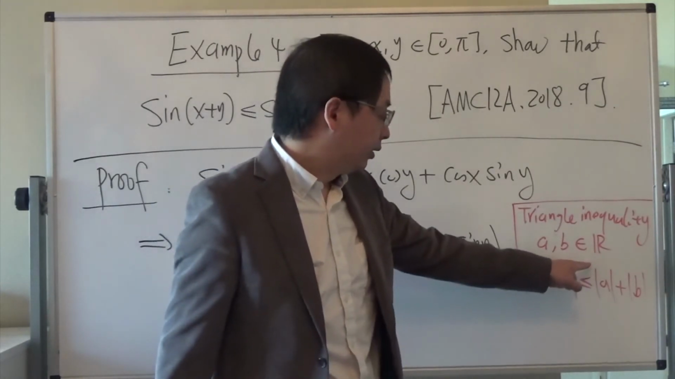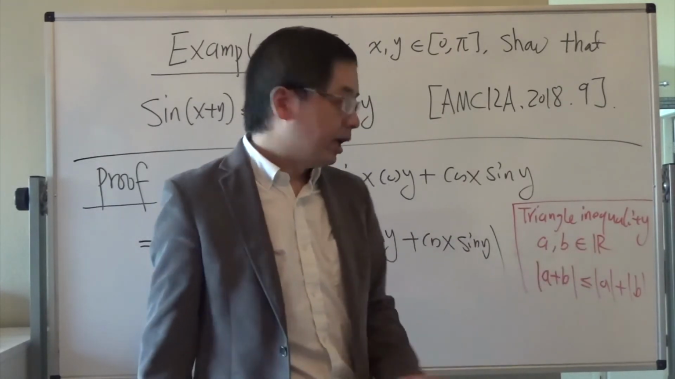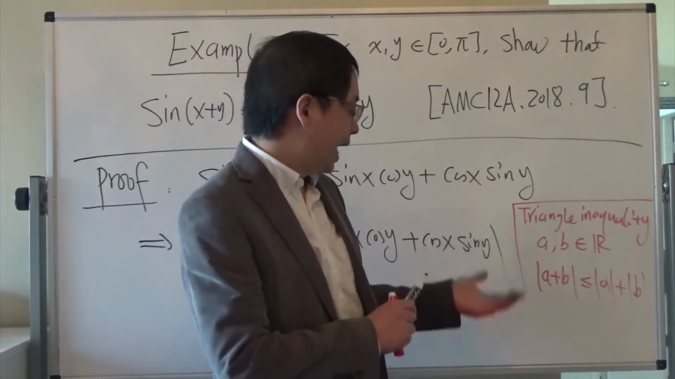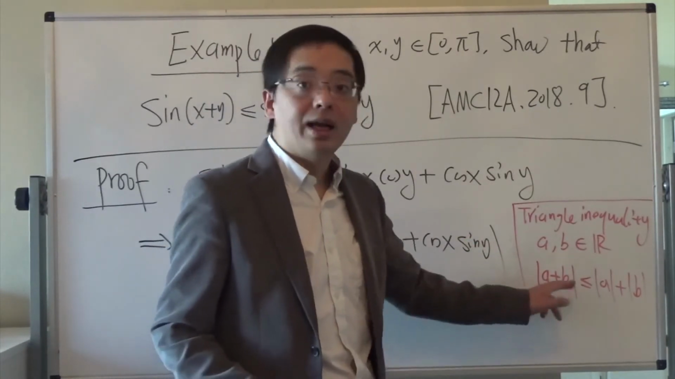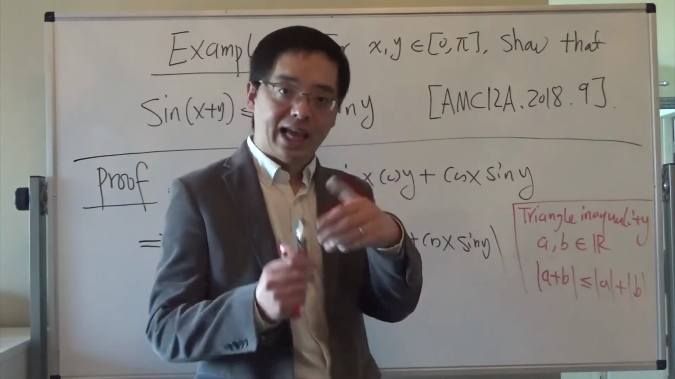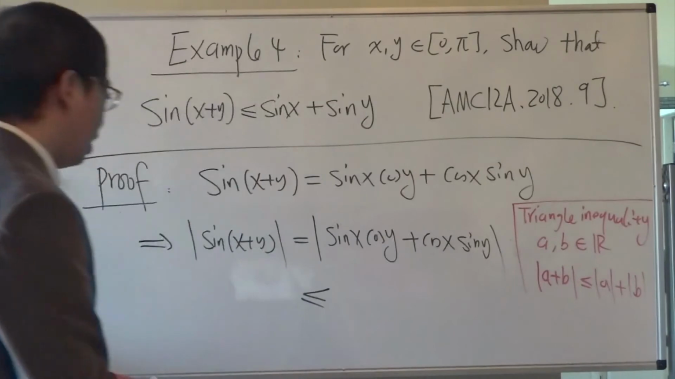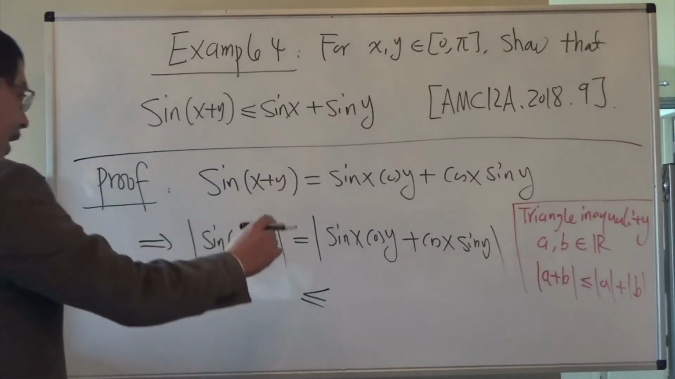Now, the situation when you have strictly less than is when they have opposite signs. A is positive and B is negative, or A is negative and B is positive. Then you have cancellation, right? Part of it is cancelled. But here you don't, so that's why it's strictly less than. Okay, so we use this triangle inequality.